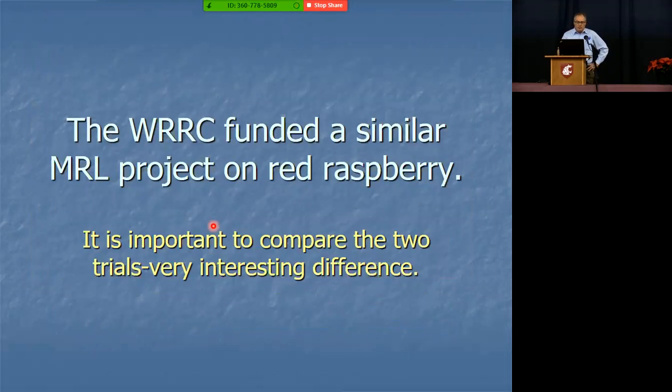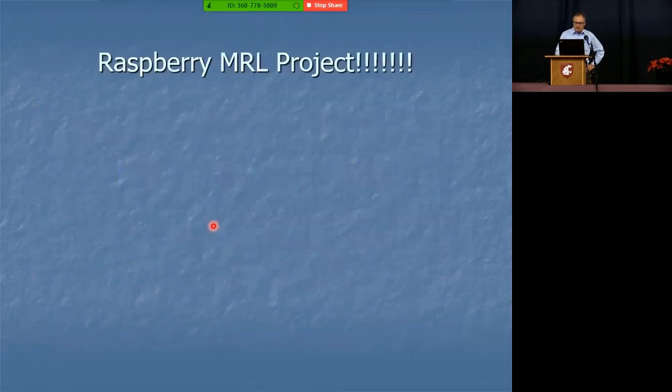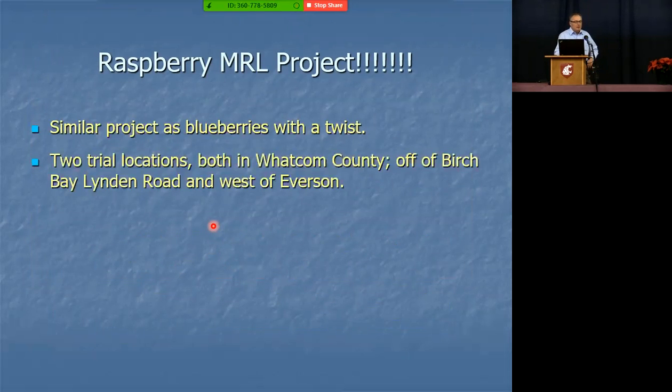Now, the Red Raspberry Commission funded a similar project, but there was a twist to it. Because 90% or more of the raspberries are grown in Whatcom County, we decided to do both our trials in Whatcom County. Blueberries are more diffuse.